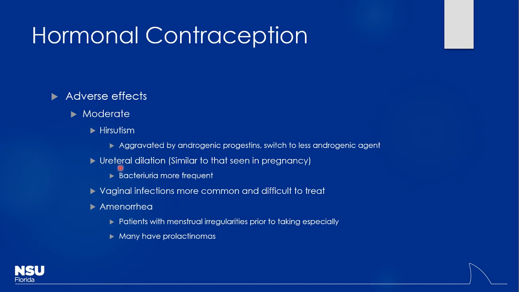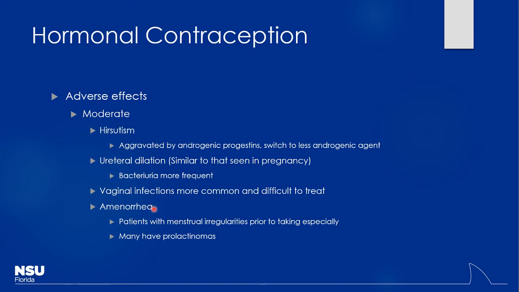Other things you can see include urethral dilation, right? You can actually end up seeing similar effects to what you see in pregnancy, because again, what happens to hormone levels in pregnancy? They're quite elevated, so you get similar effects there. And so bacteriuria may be more frequent for those patients. So if they have a history of recurrent UTIs, that could be a concern, something you want to think about for those patients.